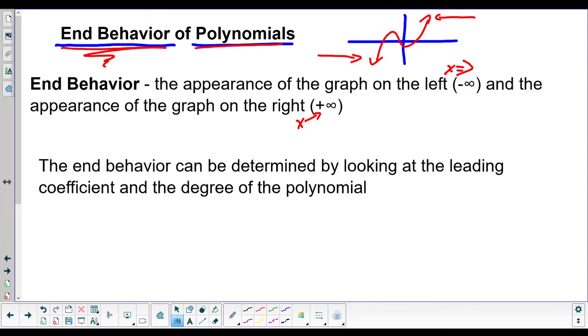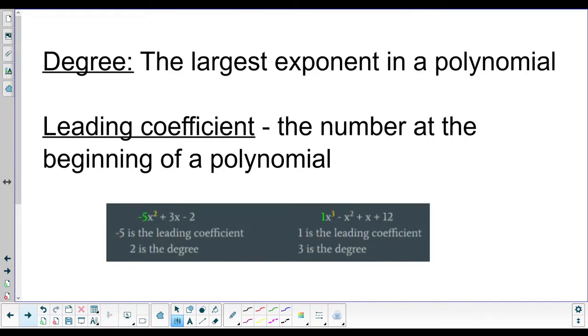The end behavior can be determined by looking at the leading coefficient, and really we're just looking at the sign of the leading coefficient. The number doesn't matter at all. And the degree of the polynomial. The degree is something we'll see on the next slide. So the degree is the largest exponent of a polynomial. It's the biggest number, right? No cap. The leading coefficient is the number or the coefficient attached to the variable with the largest exponent.